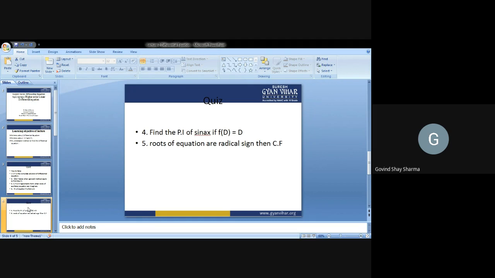But f(D) should not be 0, must not be 0. If it is 0, then we multiply with x and differentiate the term. Similarly, for cos ax, we make f(D) a function of D square and replace D square with minus alpha square. And for x to the power m, we write the equation in 1 minus z form and expand the term.